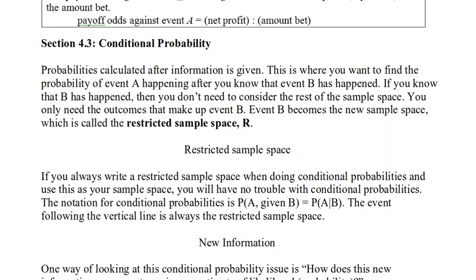The notation for conditional probabilities is the probability of A given B. That's how we read it. How we write it is with a vertical line. So that vertical line between the A and the B is read "given." The event following the vertical line is always the event that is known to have happened. In other words, that's the restricted sample space.